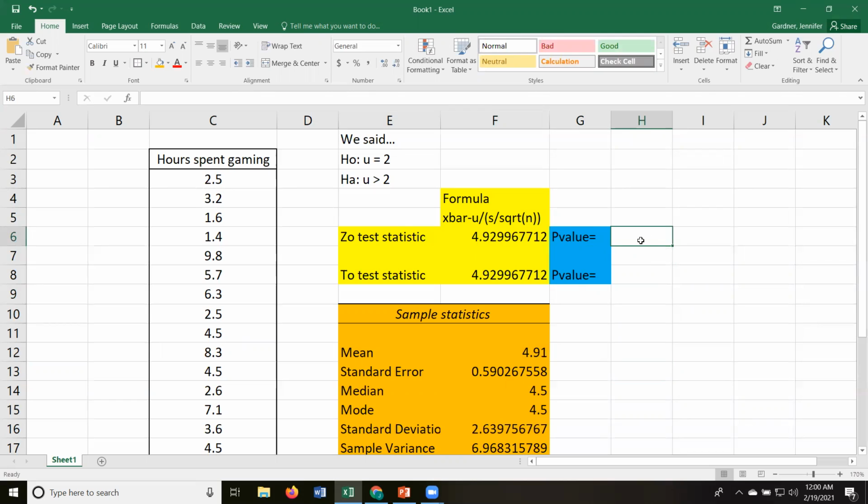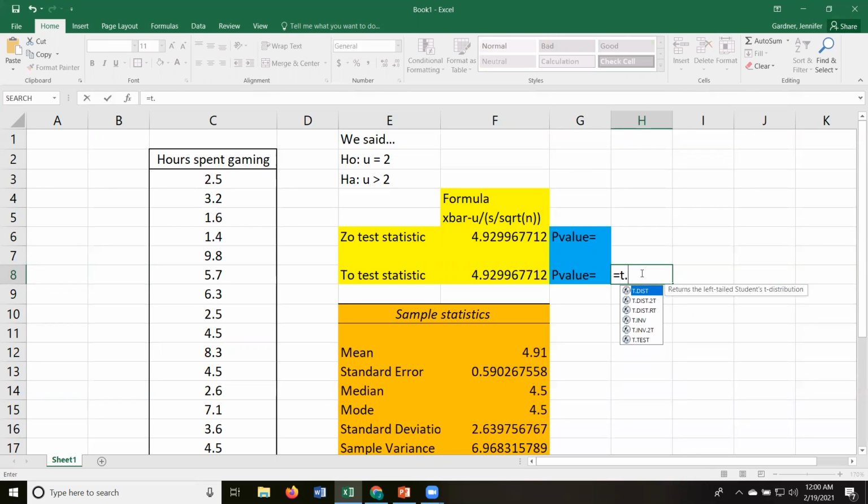All right, so now we're going to find the p-value for our z test statistic, and the p-value for our t test statistic, because that's what's going to be different, because the z and t use different distributions. So for the t, let's start there. I'm going to write equals T.DIST. And we have three options. We have the regular one that just says T.DIST. That's for a left-tailed test. We have one that says 2T. That's for a two-tailed test. And we have the one that says RT for a right-tailed test. And that's what I want because I'm using greater than.